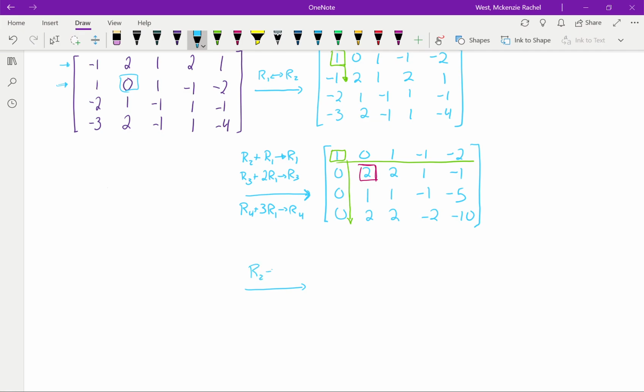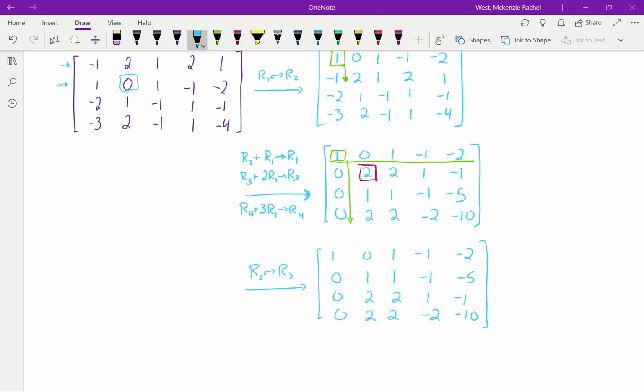And again, you can do either one, either will work. The reason I'm choosing this is because this way I'm not going to get any fractions. And let's all be honest, fractions are sometimes a little painful to work with. 0, 2, 2, -2, -10.